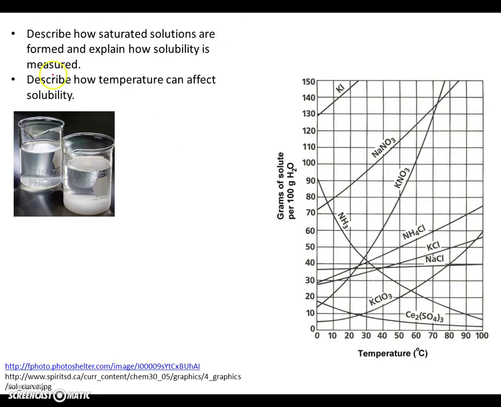Describe how saturated solutions are formed and explain how solubility is measured. If we look at this picture here, we've got a solution which has been made from salt and water. If we keep on adding the salt, the solute at this stage, at some point the solution will become saturated. It won't be able to absorb any more of the solute. So a saturated solution is when the maximum solute has dissolved.